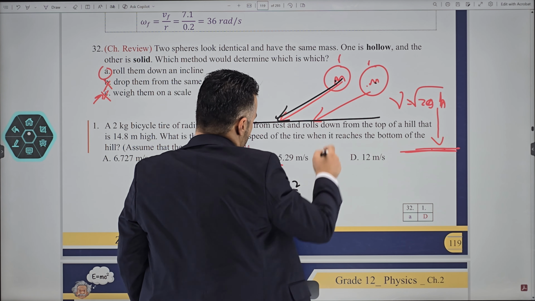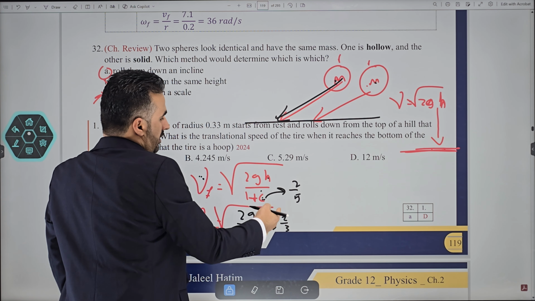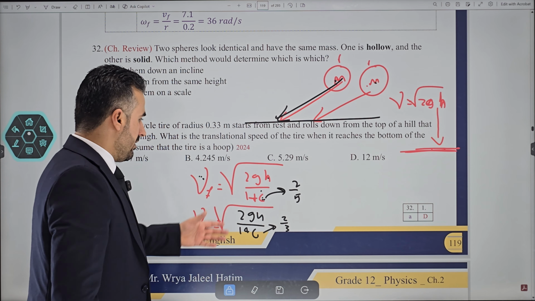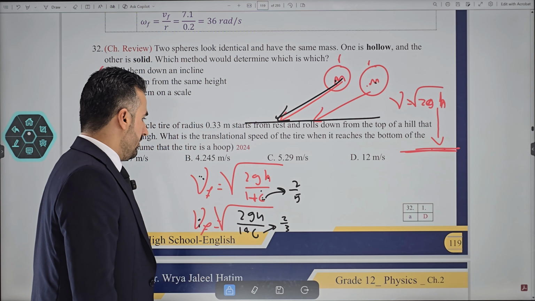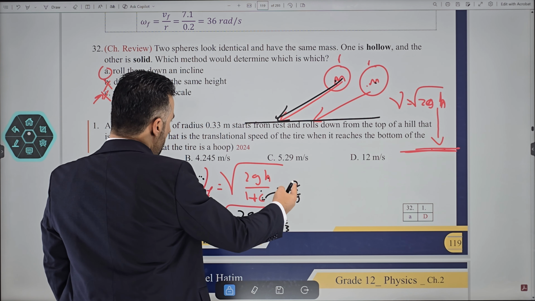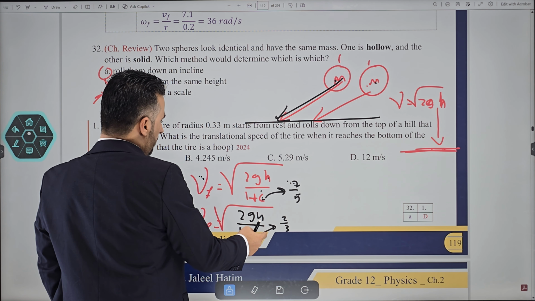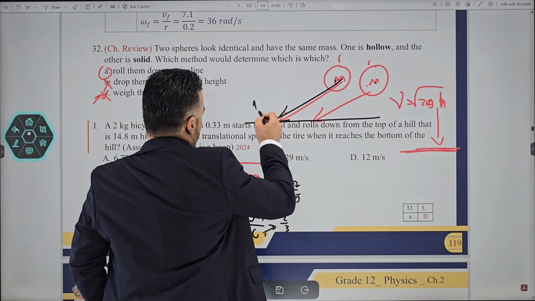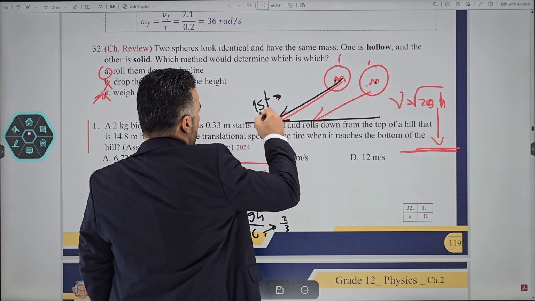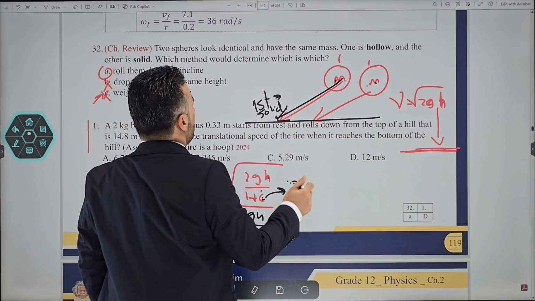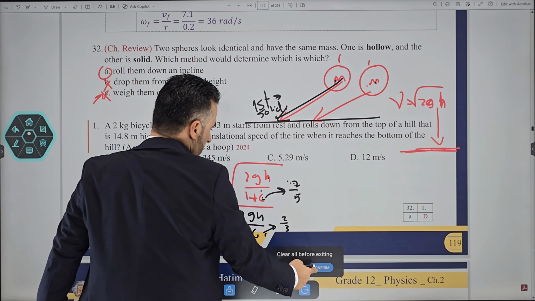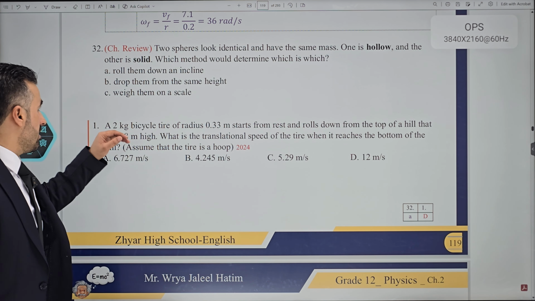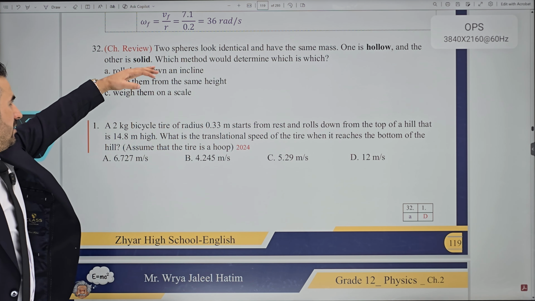For example, if it is at the same height, you could use any number: 1, could be 2, could be 3, doesn't matter. Then plug in the numbers. You will see that the velocity for this one is going to be higher than the velocity for this one here. Once again, the one that reaches the bottom first would be the solid one. Okay? This is how we can separate the two. So this is what we started from C first, because this would allow us to separate, but dropping them, no. Weigh them on a scale, that is also no.